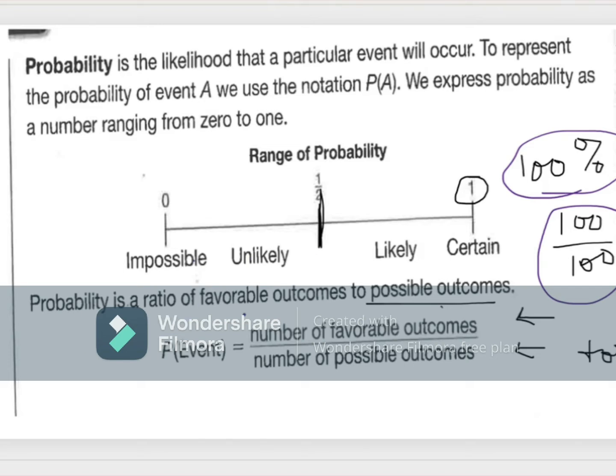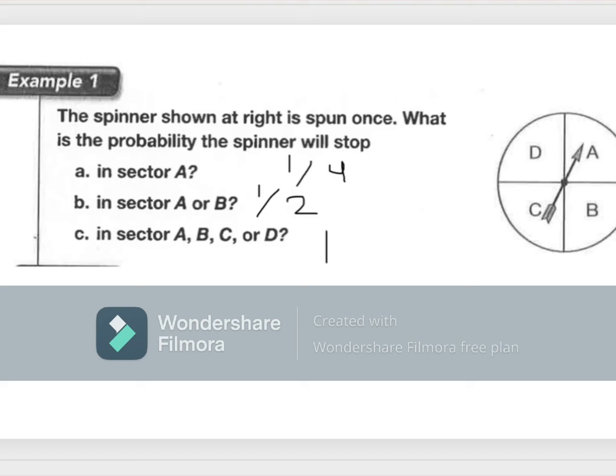Probability is a ratio of favorable outcomes to possible outcomes, or the number of favorable outcomes over the number of possible outcomes, or the total number of outcomes. So here we're going to practice this a little bit. The spinner shown at right is spun once. What is the probability the spinner will stop in sector A? Okay, so there's 1 A out of 4 possible. So 1/4 is the probability.